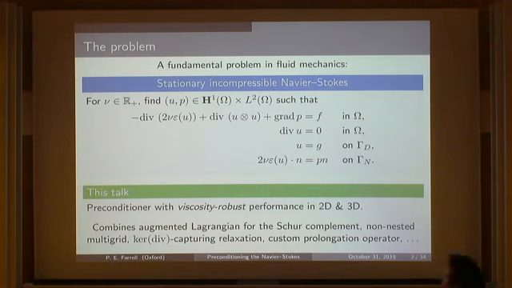So the moves in the game are that we're going to do a block preconditioner. I'll explain what that is. And we're going to have an augmented Lagrangian term to give us control over something called the Schur complement. That's going to make this momentum equation even harder to solve. So we're going to have to do a non-nested multigrid scheme for this with a multigrid relaxation that captures the kernel of the divergence, prolongation operators that involve local solves, all sorts of stuff.